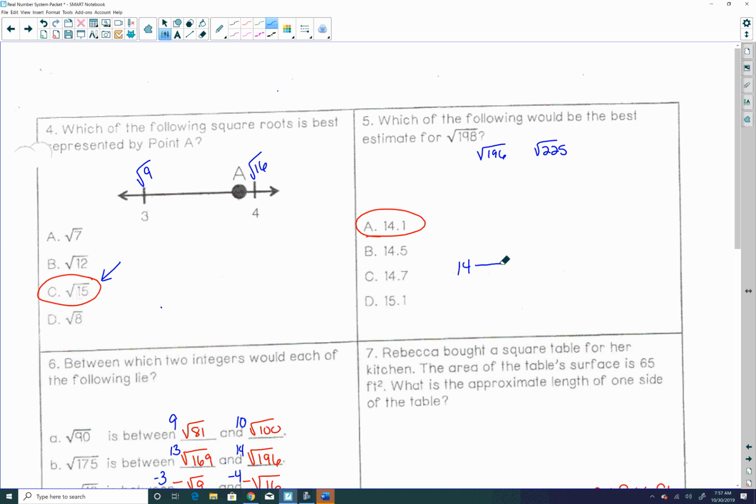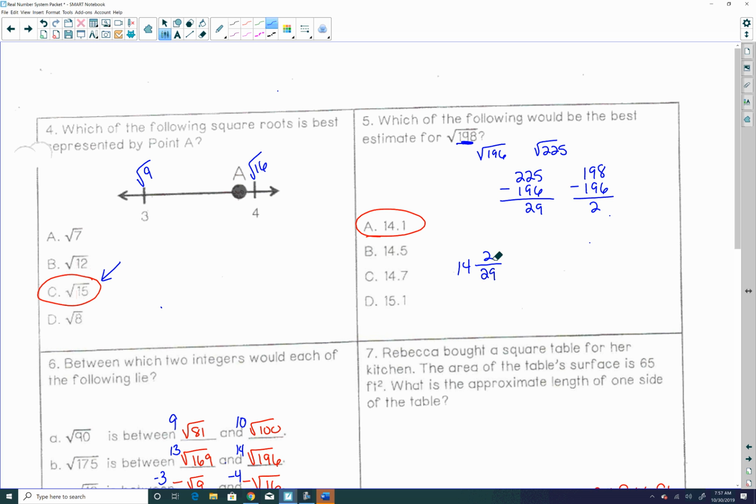The way I figure out my denominator is going to be 225 minus 196. 225 minus 196 is going to be 29. So my denominator is 29. To figure out the numerator, the number I'm looking for, 198, minus the lower perfect square, 196, and that would be 2. So my numerator is 2.